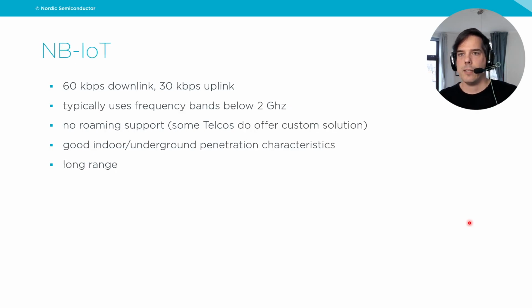NB-IoT kind of addresses this. It uses typically frequency bands below 2 gigahertz. That means better ground penetration. However, that also means a lower bandwidth. So there's not so much data you can send over the wire, and it has no roaming support in the standard. However, some telco providers will offer you a custom solution for roaming in NB-IoT networks.